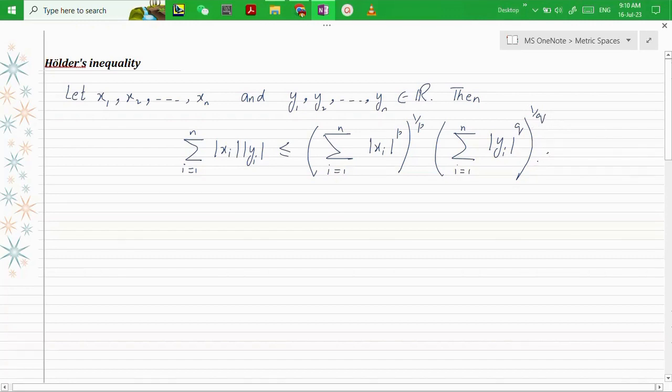This is the inequality known as Hölder's inequality, and we prove this inequality for finite sums, because here you can see that the summations are from i from 1 to n. So the Hölder's inequality which we prove is for the finite sum. So let us start the proof here.